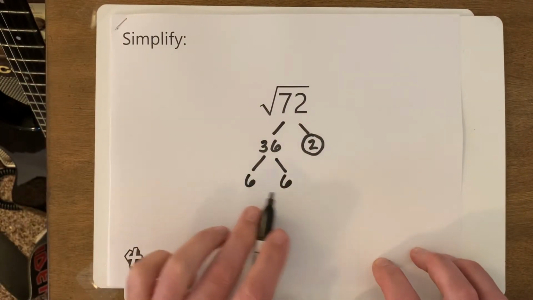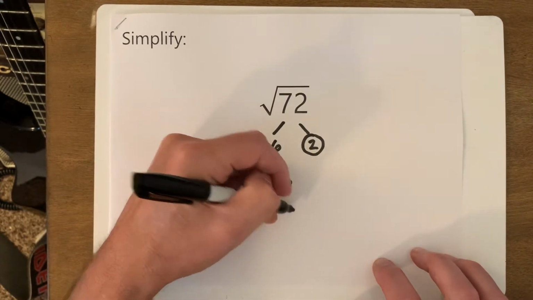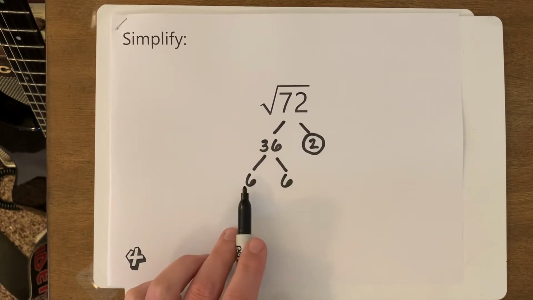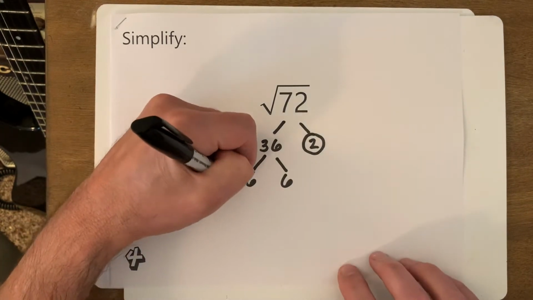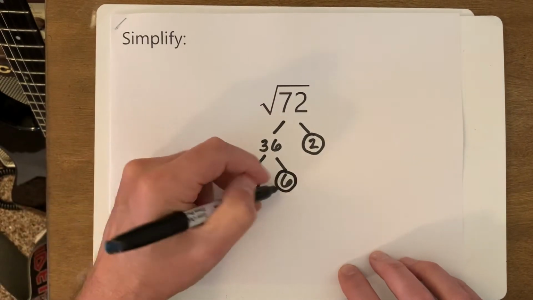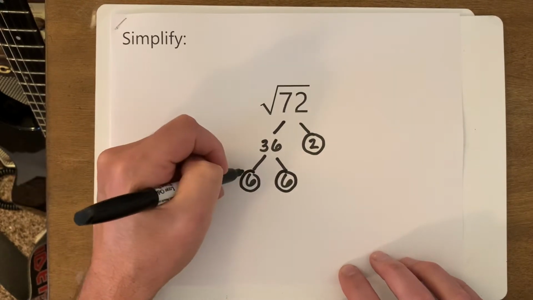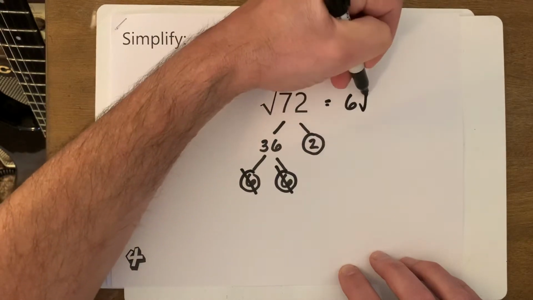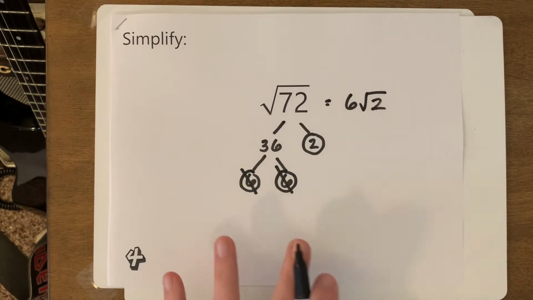Now, I could break the 6's down further, couldn't I? I could break the 6's down into 2 and 3 and 2 and 3. But if I look at these two 6's, all I need is really a pair for it to come out as one of them on the outside. And so I could treat these, since I have a pair of them, like they are primes. And so I'm circling them even though they're not primes, but they do make a pair. This could make my life a little easier. The 2 6's come out, the 2 stays in, and now I've simplified the square root of 72 a little bit easier because I've saved myself a step.